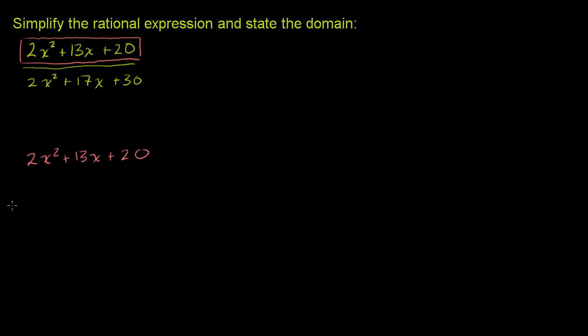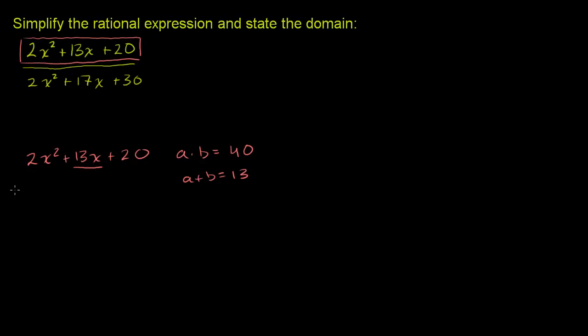So we need to find two numbers, a and b, that if I multiply them, a times b needs to be equal to 2 times 20. So it has to be equal to positive 40. And then a plus b has to be equal to 13. And the numbers that jump out at me immediately are 5 and 8. Right? 5 times 8 is 40. 5 plus 8 is 13. So we can break this 13x into a 5x and an 8x.